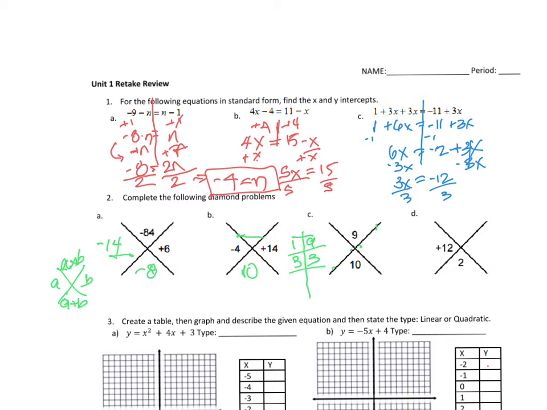1 and 9 adds up to 10, so that is our answer, 1 and 9. Here, 12 plus something equals 2. So, 2 minus 12 equals what goes over here, -10 and -120.